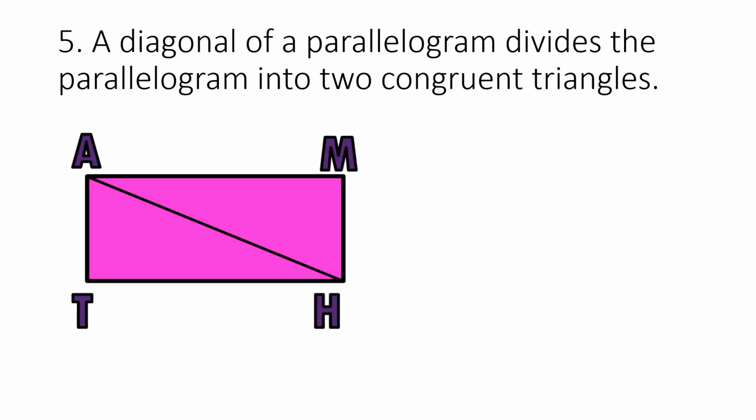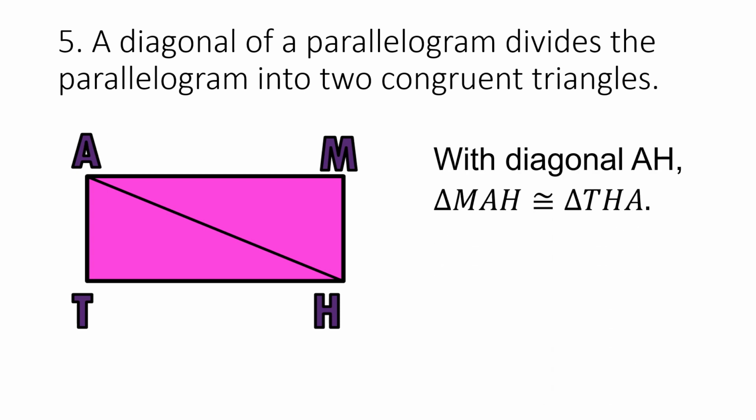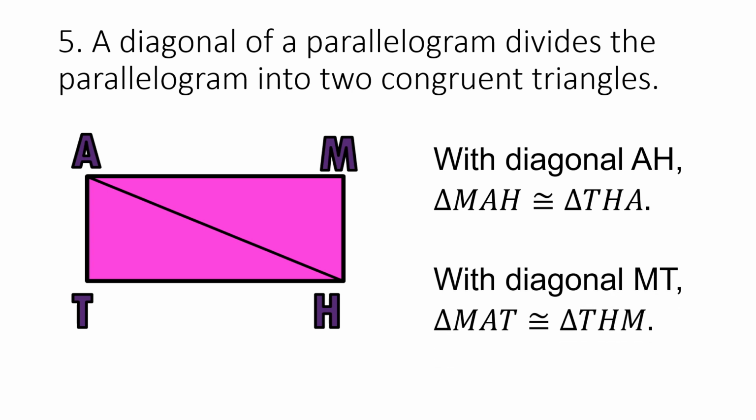Number 5. A diagonal of a parallelogram divides the parallelogram into 2 congruent triangles. We have parallelogram MATH. With diagonal AH, we have triangle MAH congruent to triangle THA. And with diagonal MT, triangle MAT is congruent to triangle THM.